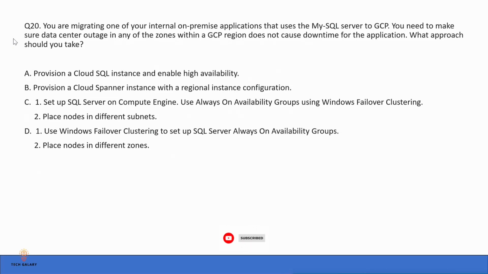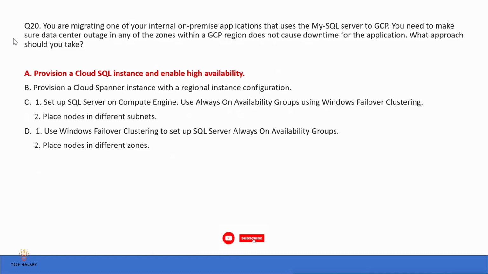Option A, provision a Cloud SQL instance and enable high availability. This option is correct because Cloud SQL supports SQL Server and selecting high availability provides automatic failover within a region. So option A is correct.